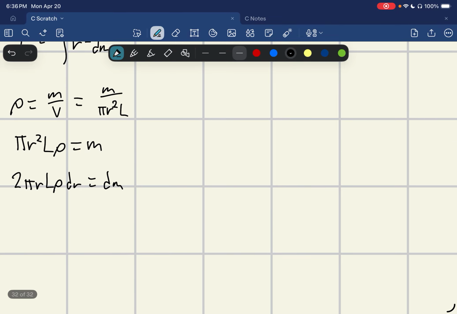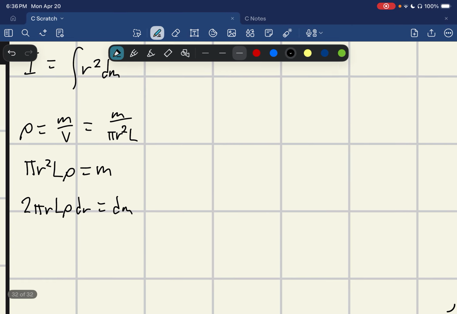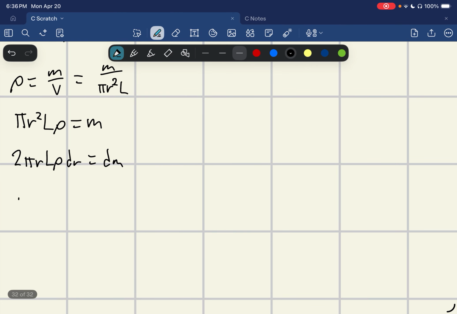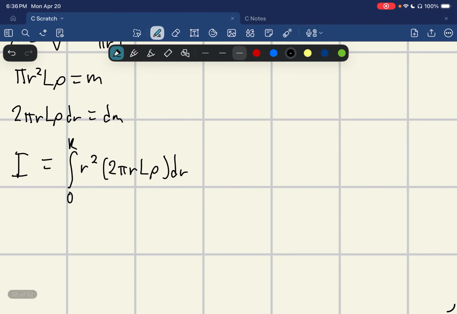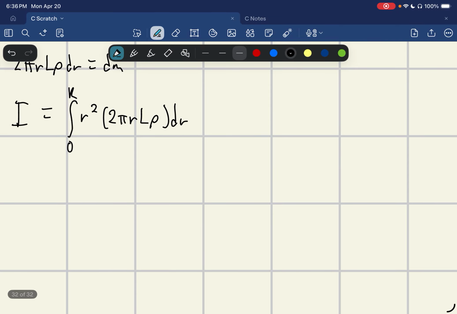And here we can go back to this equation we wrote in the beginning and replace dm with what we solved for. So I is equal to the integral from 0 to R. These are your bounds because you go from the center to the edge of the cylinder. r squared times 2 pi r L rho dr. And then here 2 pi L and rho are constants, so we can take them out and put them in front of the integral. So you have I is equal to 2 pi L rho.